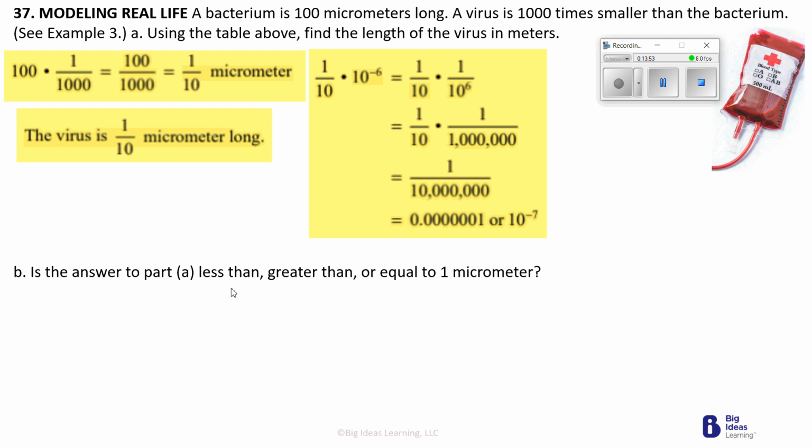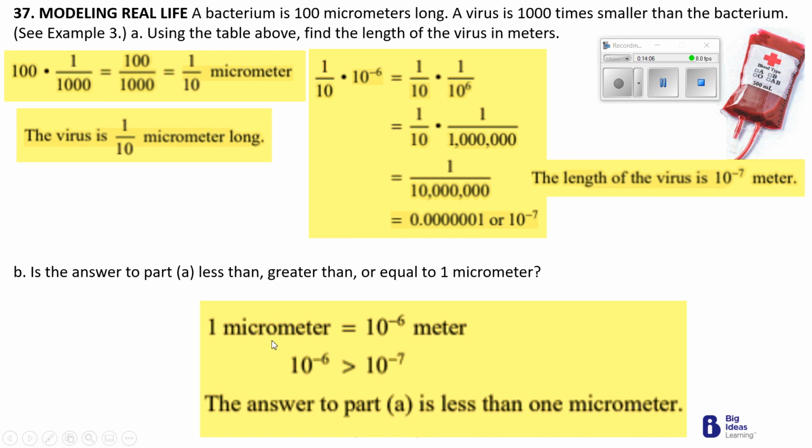He says is the answer to part A less than, greater than, or equal to 1 micrometer. Well, the length of the virus, since it is 10 to the negative 7 meters, 1 micrometer then is equal to 10 to the negative 6 meters, which is greater than 10 to the negative 7. Remember, this is going to give us a smaller fraction, right? The more negative, that means it's going to go on the bottom. The more zeros it's going to be there. So this is going to be bigger. The answer to part A is less than 1 micrometer.